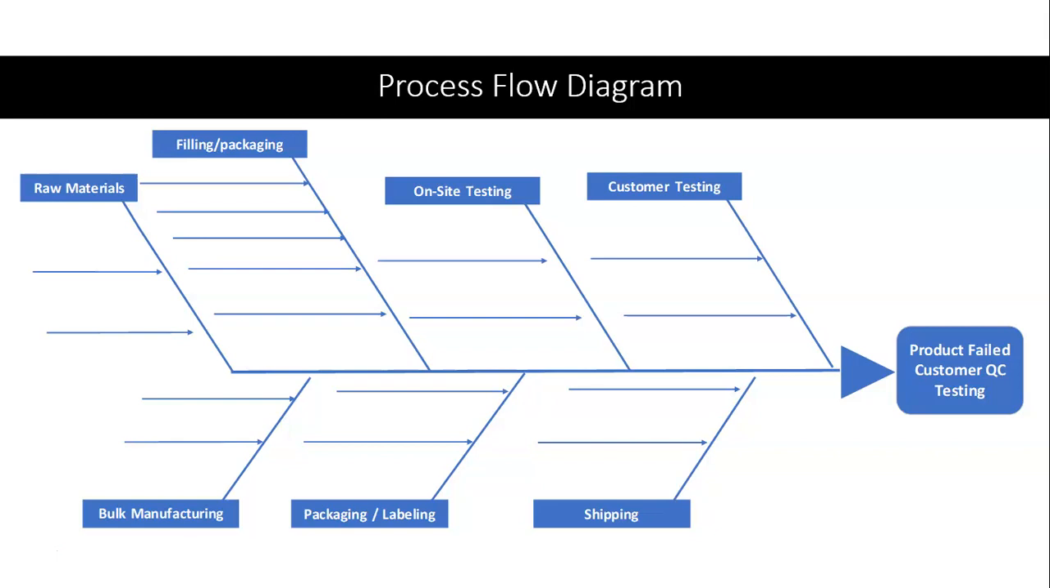I was new to this product. I wanted to understand the manufacturing process from beginning to end. Because people tend to be comfortable with the fishbone diagram, I used that format to help me outline the process. As you can see by these very basic steps, we received raw materials, processed them in bulk manufacturing, filled them into vials, applied a cap and labeled them, tested them on site, shipped them, and then the customer tested them.